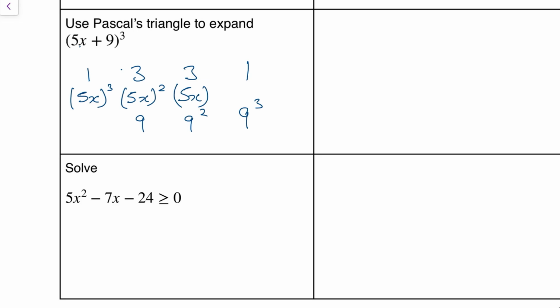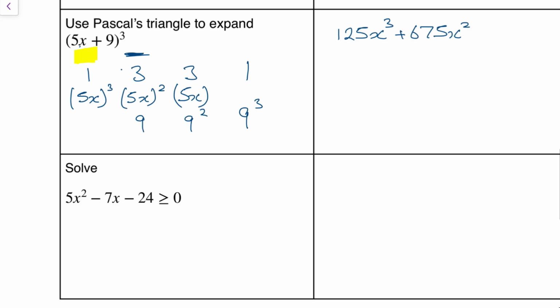So the first one, I'm looking at this here, is going to be 1 times 5x cubed. Well, 5 cubed is 125, times 1 is just going to give me 125x cubed. The second one, this one here, is going to be 3 times 25 times 9, which is 675x squared.